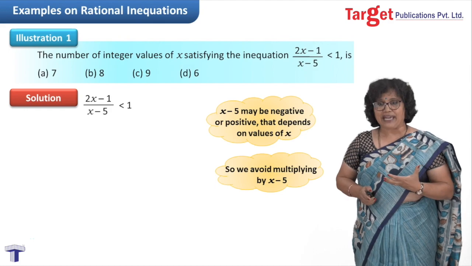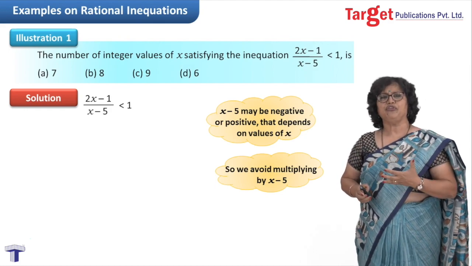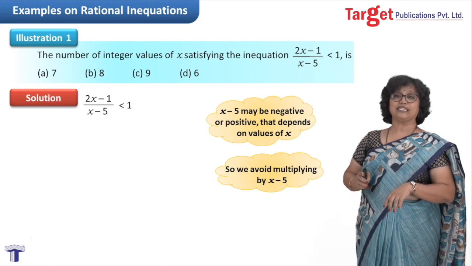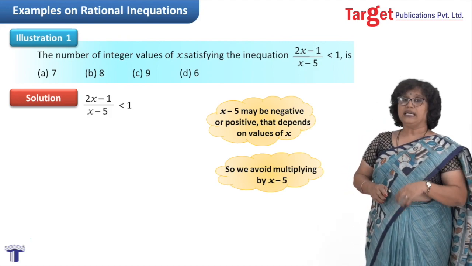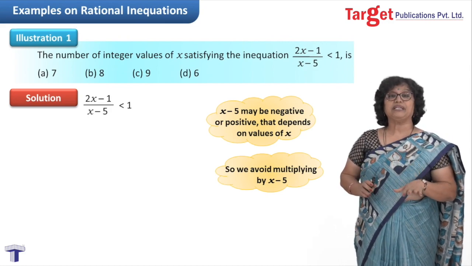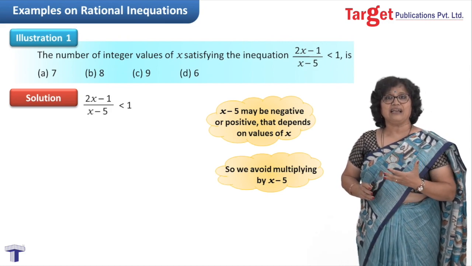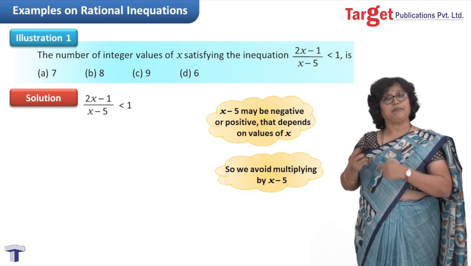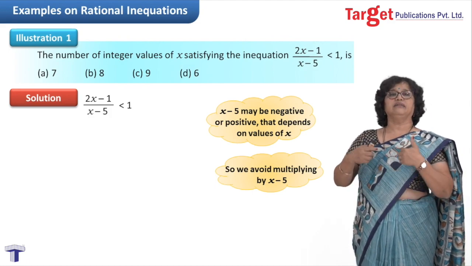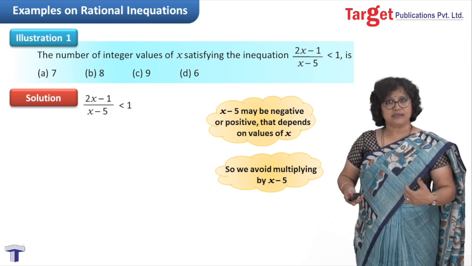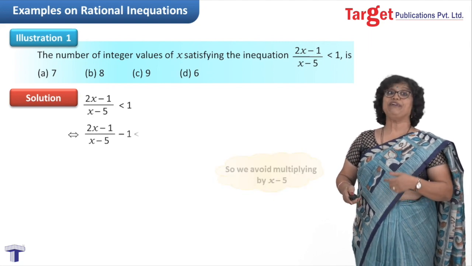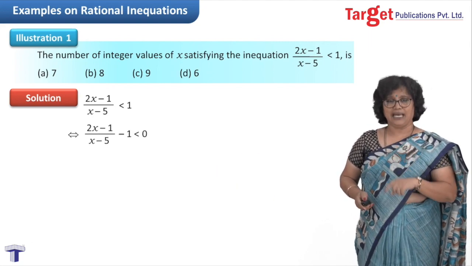Most of you would think that we should multiply on both sides by x minus 5. But the sign of x minus 5 is not known to us. It could be negative, it could be positive. If you wish, you can multiply, but then you will have to maintain that if it is negative, the sign change will have to be brought in. So instead of increasing the number of steps, it is better that you take 1 to the left hand side. So we avoid multiplying by x minus 5.